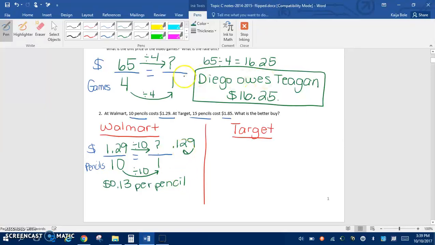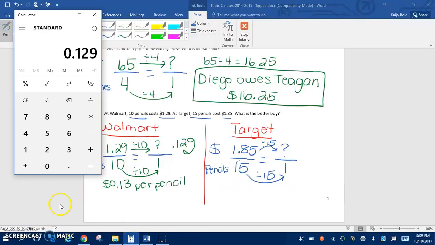Alright, now we're going to do the same thing for Target over here. We're going to put in our blank proportion, still comparing money and pencils. But at Target, 15 pencils cost $1.85, and we want to know how much for one. So again, here we're going to divide by 15. And we're looking for this one. We're going to divide by 15 up here.